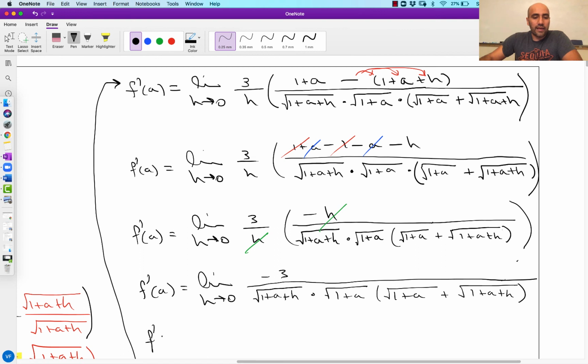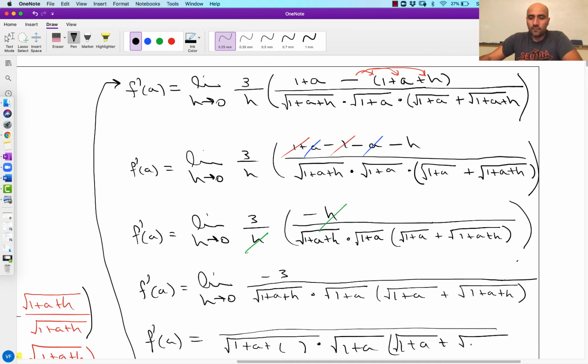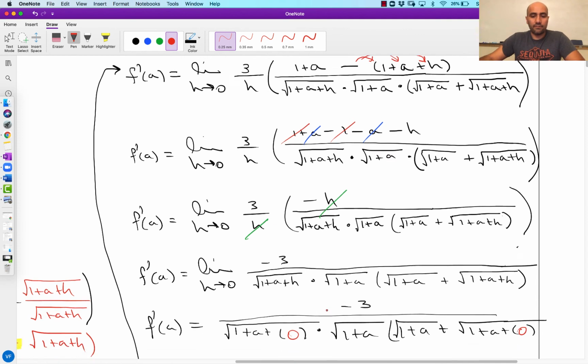So that means that f prime of a is going to be equal to... I'm going to replace all those h's with a 0. A 0 there from that h, and a 0 there from that h, and then simplify it a little bit.